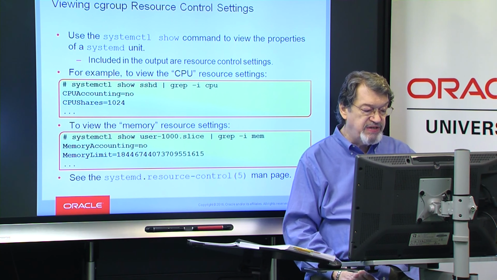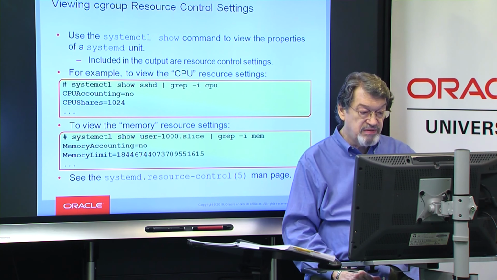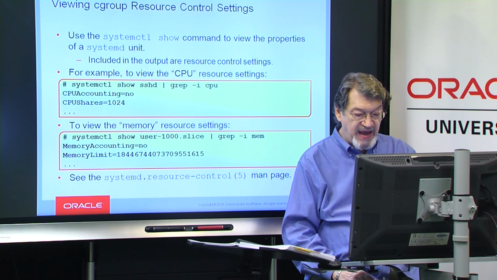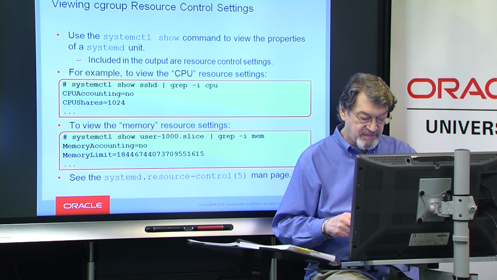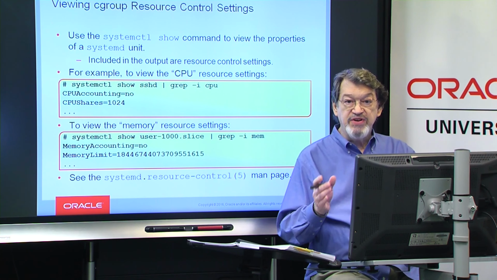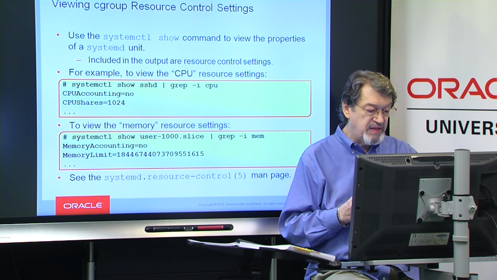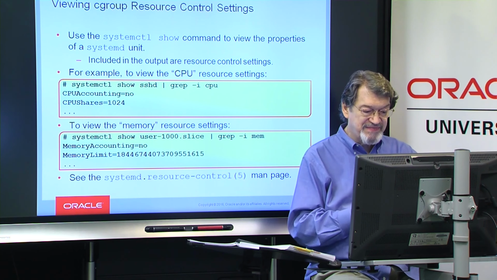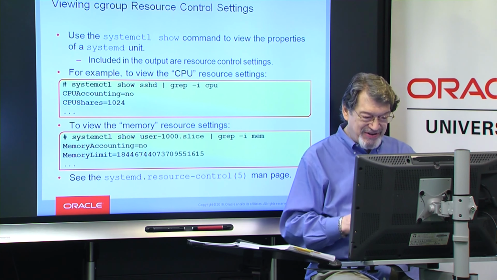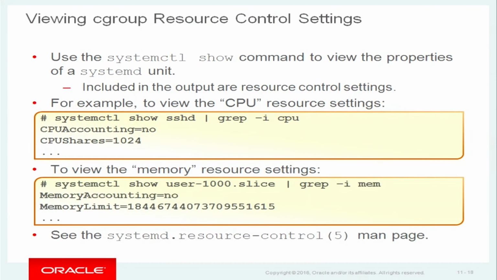The next one, systemctl show user-1000.slice, and let's grep -i for memory. And so memory accounting is no, but the memory limit is huge. And so once again, there is a man page here, systemd.resource-control, all right, that will provide you all of the information about how to go in and limit these.